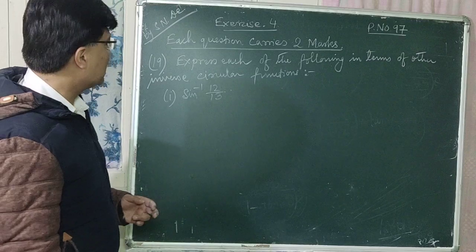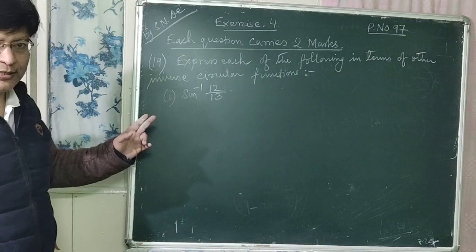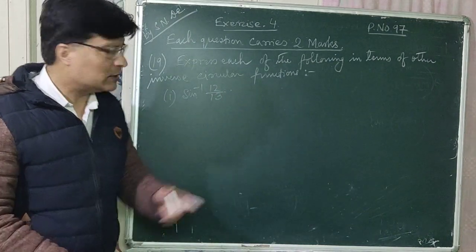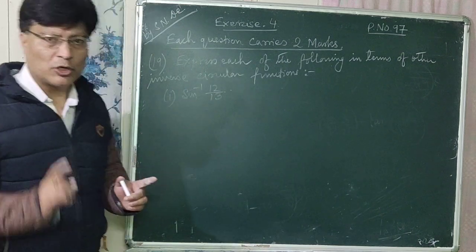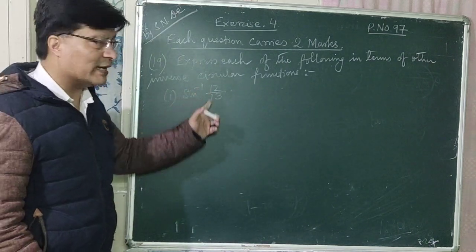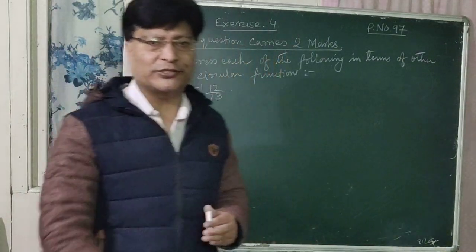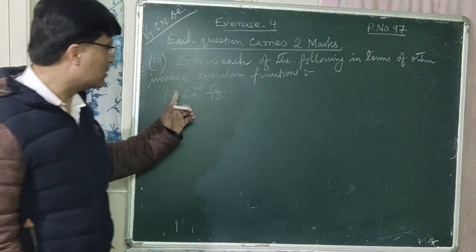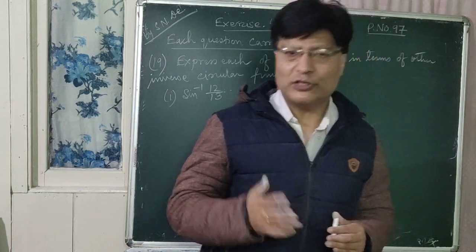Express each of the following in terms of other inverse circular functions. The question is given: sin inverse 12 by 13. You have to convert this sin inverse 12 by 13 into other inverse circular functions. Is that clear to all of you?